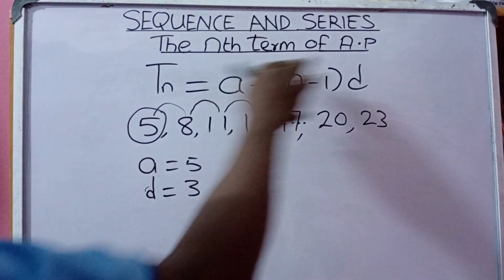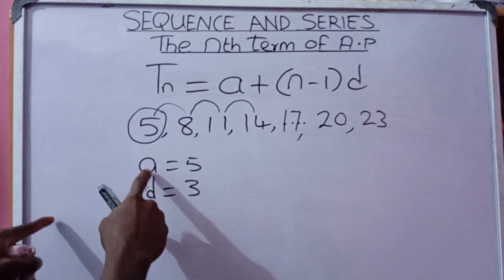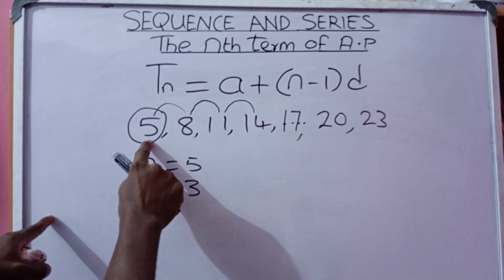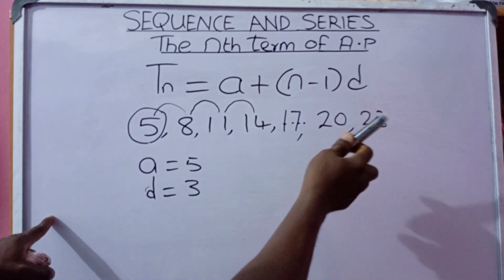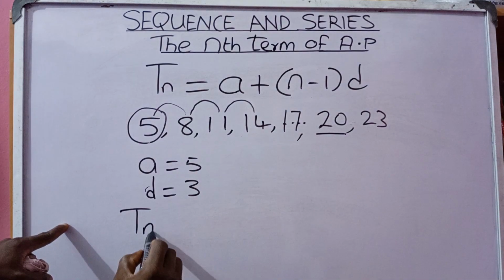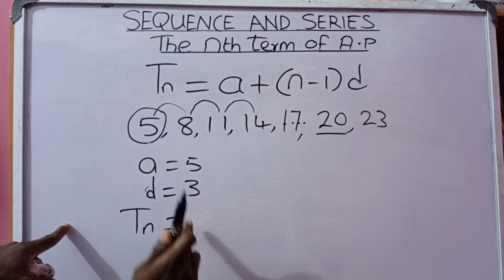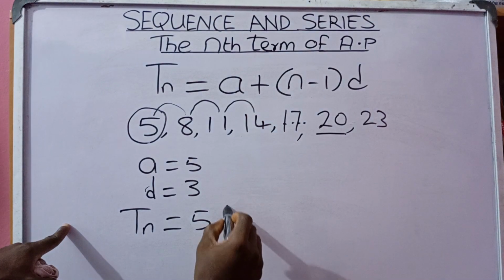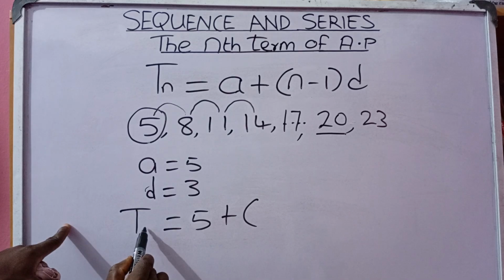All right, so we can determine the next term using this formula. For instance, as we already have the first term as A, we know the common difference as 3. And we know that this is first term, second term, third term, fourth term, fifth term, sixth term. Assuming we want to determine the sixth term using this formula, all we need to do is to say T sub n is equal to A, and we substitute the value of A as we already have it here. The value of A in this instance is 5, plus, because we are looking for the sixth term, we have to identify n as 6.